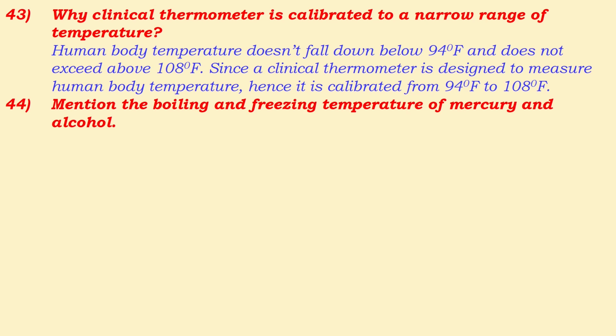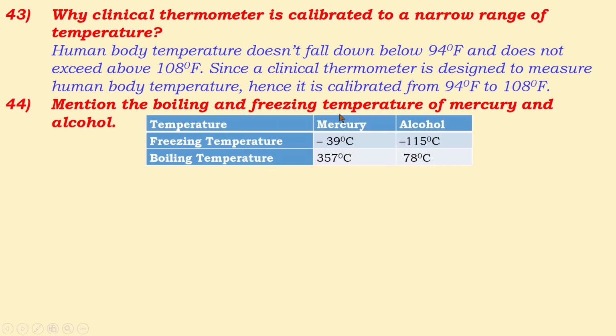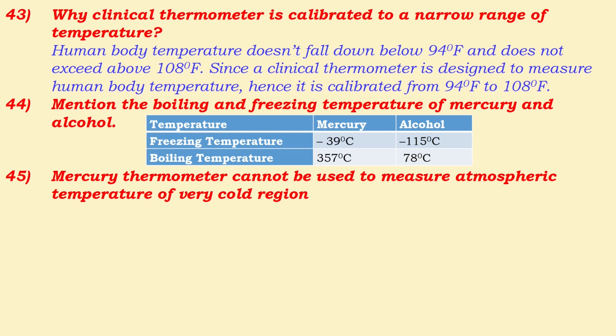Next, mention the boiling and freezing temperature of mercury and alcohol. We know that mercury and alcohol can be used as thermometric substances, and that's why we must know their freezing and boiling temperatures. Freezing temperature of mercury is -39 degrees Celsius, but freezing temperature of alcohol is very low, -115 degrees Celsius. Boiling temperature of mercury is 357 degrees Celsius, but alcohol has a much lower boiling temperature, 78 degrees Celsius.